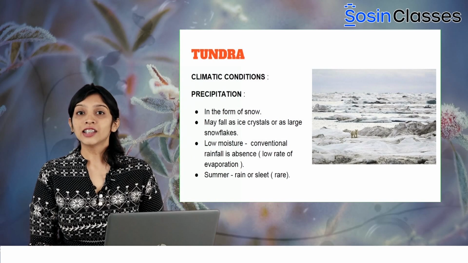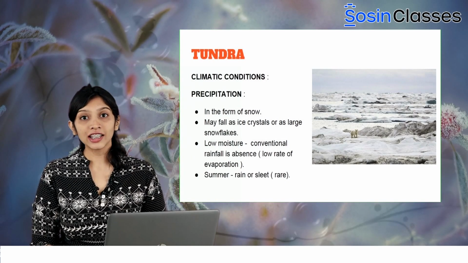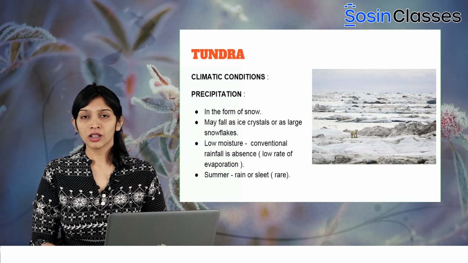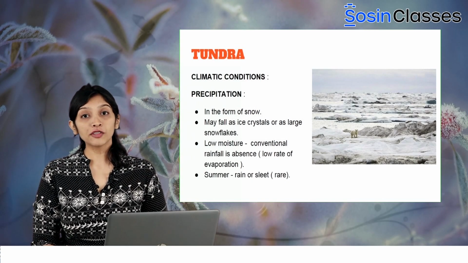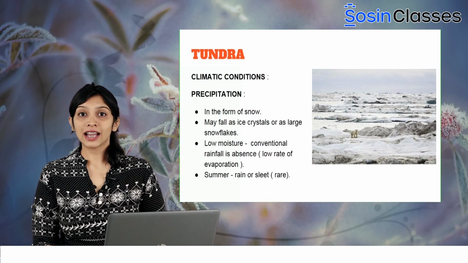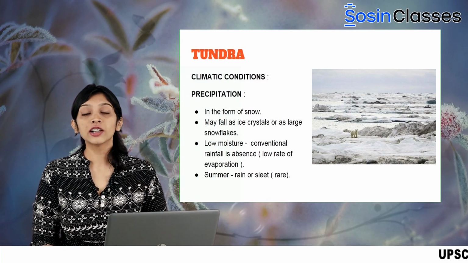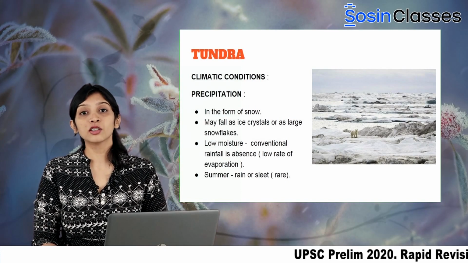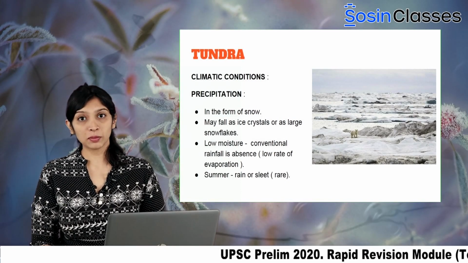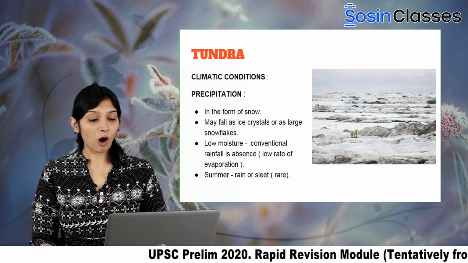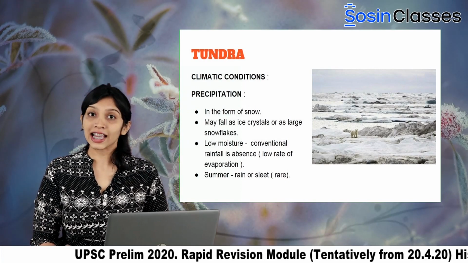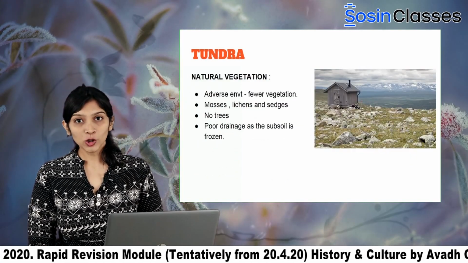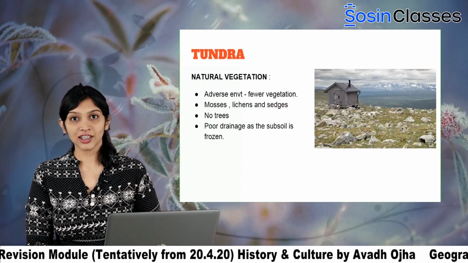Precipitation. The tundra region is a cold and dry region. As a result, the moisture content is extremely low. As a result, the rate of evaporation is low, and hence there is an absence of conventional rainfall. In summer, we do have slight rainfall or sleet, but this is a very rare condition. The precipitation is mostly in the form of snow, that is, it may fall as ice crystals or as amalgamated snowflakes. Let us now look at the natural vegetation of the tundra region.